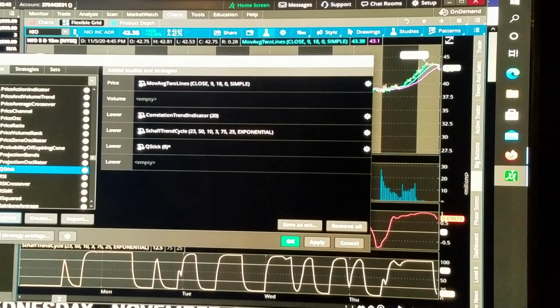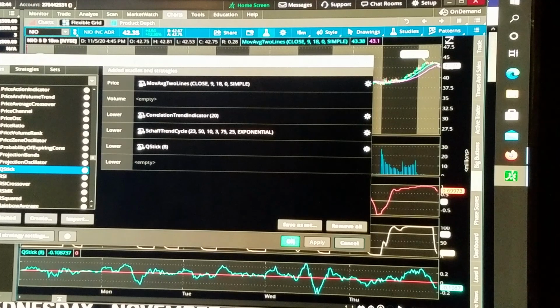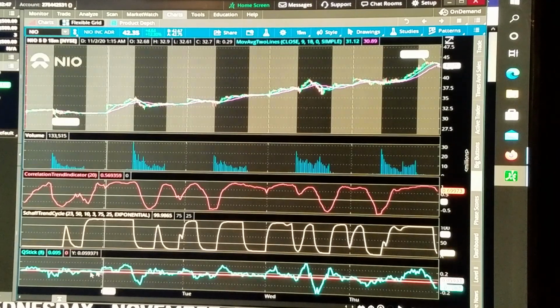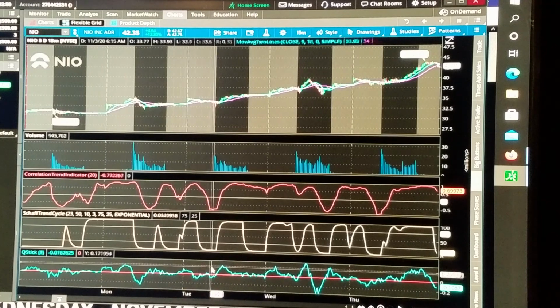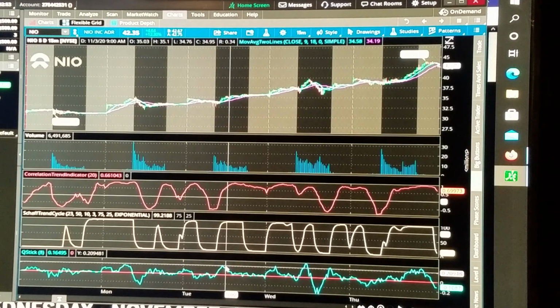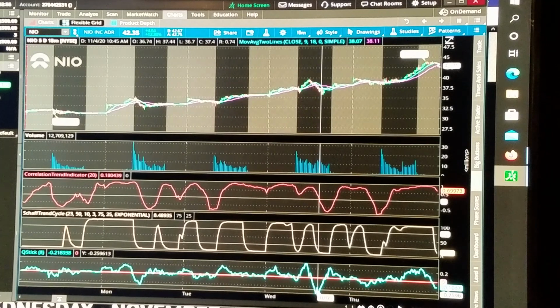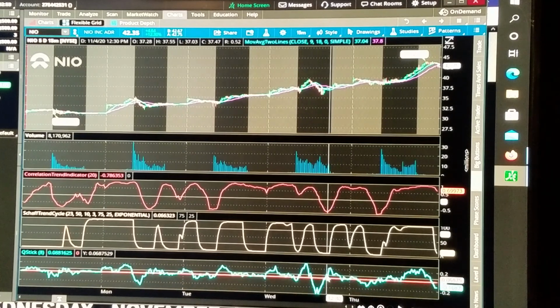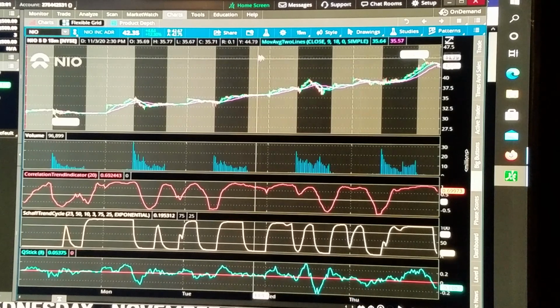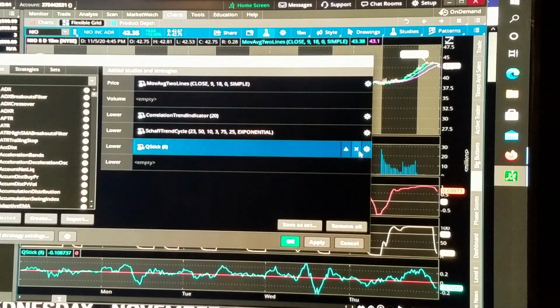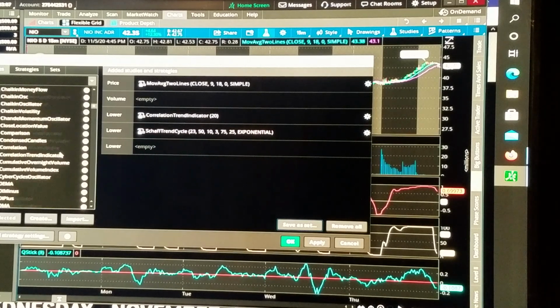This Q stick here, I believe, was an interesting read. When it goes above the line, it's in positive price action. When it goes below the line, it's in negative price action. So you would really buy when it's above and sell when it's below, but I wasn't really impressed with the information that one gave me. I had something in mind. Let's see here. This SVE stochastic.